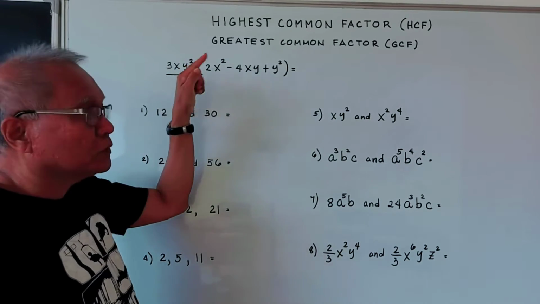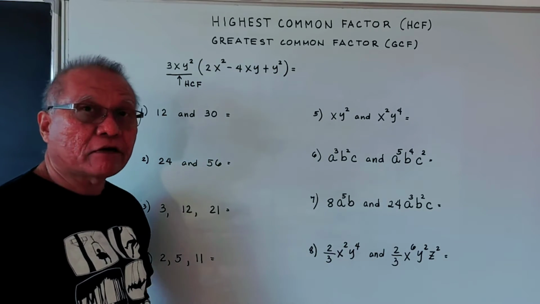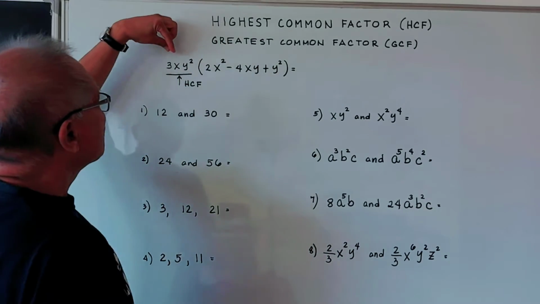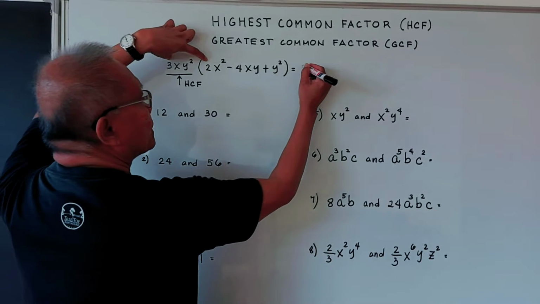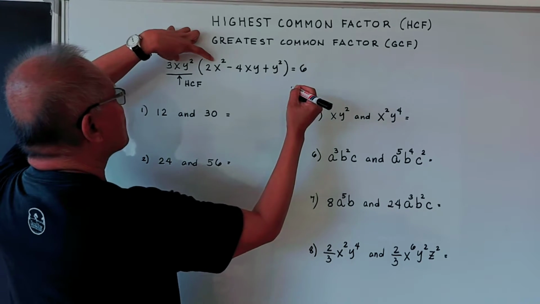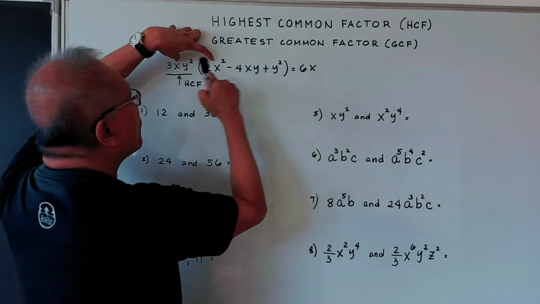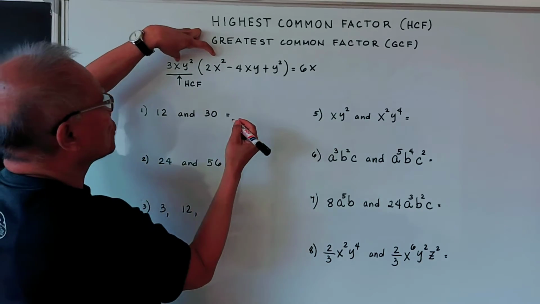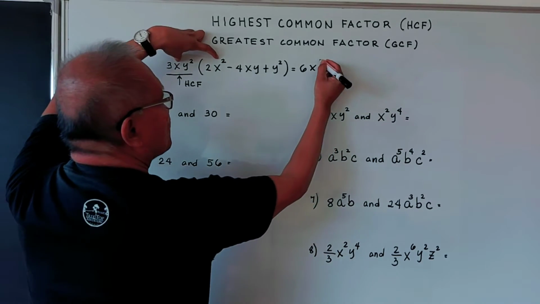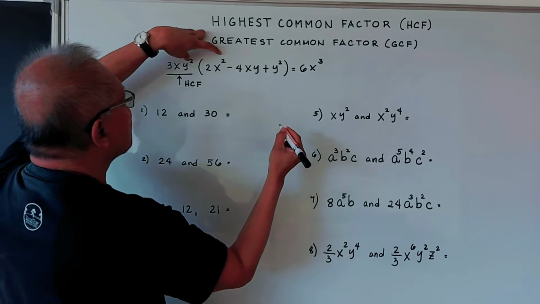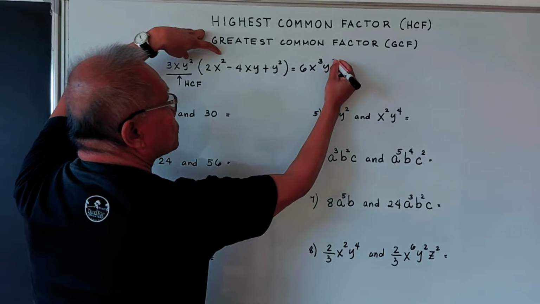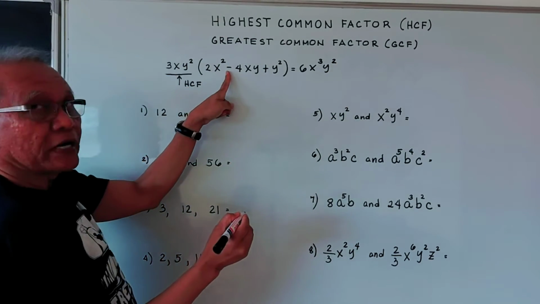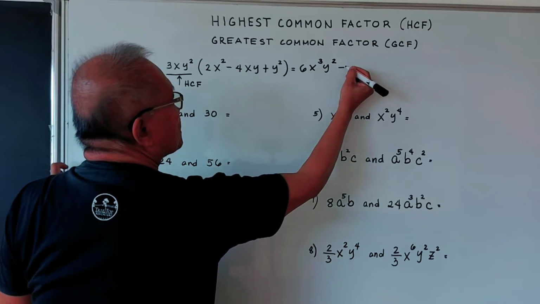Okay, let's do the distributive property of multiplication here. So we have 3 times 2, we have 6, and then x. We have 1 plus 2, we add the exponents because we are multiplying. So we have x cubed and copy the y squared. And then we have minus here.